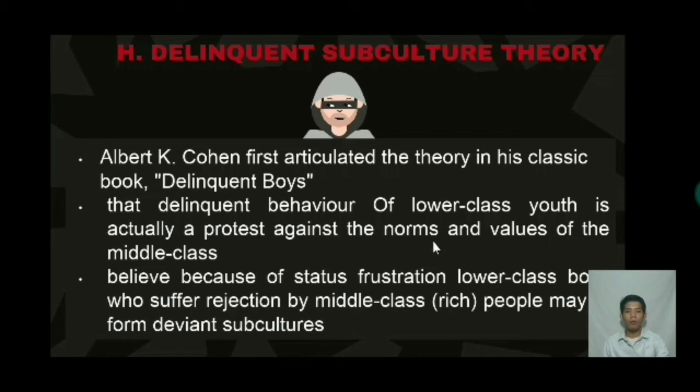So the next is the delinquent subculture theory. Albert K. Cohen first articulated the theory in his classic book, Delinquent Boys. The delinquent behavior of lower class youth is actually a protest against the norms and values of the middle class. He believed that because of status frustration, lower class boys who suffer rejection by middle class or rich people may form a deviant subculture. So, in this theory, a delinquent youth has a chance to be in criminal activity because they are rejected by society and have poor discipline with their parents. So that is the meaning of the delinquent subculture theory that Albert Cohen wanted to convey.